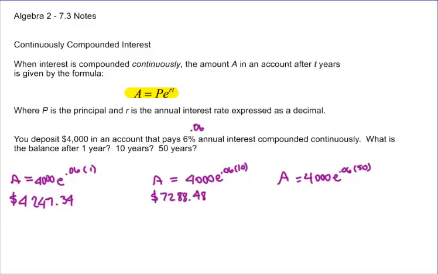And then one more time for my 50 years. And now I'm going to have 0.06 times 50, which is $80,342.15. It's a really easy formula to use, and it's fun to mess with.